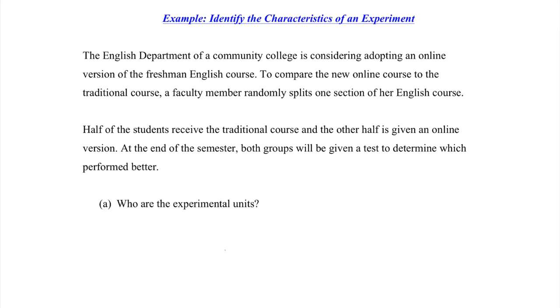Looking at part A of the question, we're asked who are the experimental units? Referring back to the definition, remember experimental unit is a person, object, or some other well-defined item upon which a treatment is applied. So we're looking for any person where a treatment is applied. Remember, a treatment is any combination of values of the factors. So the experimental units are students in the class that were split in online versus traditional.